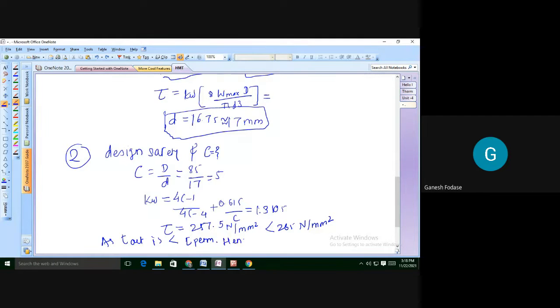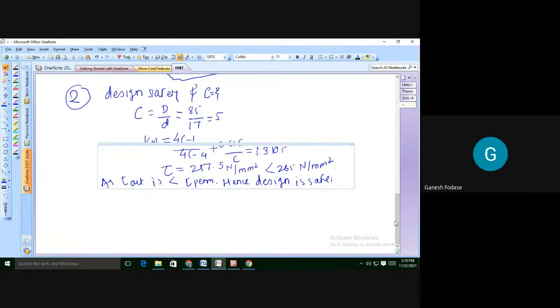Hence, design of spring with wire diameter d is equal to how much? 17 mm is safe. I'm writing directly here. Hence, design is safe. But we need to understand which design is safe. Hence, value of C is, so final dimensions are from these two steps.